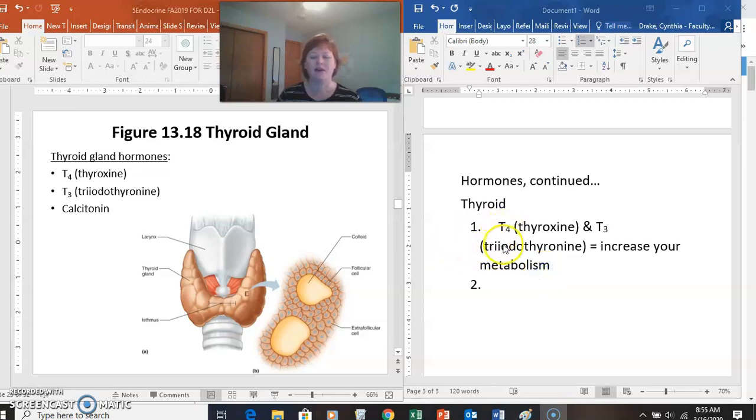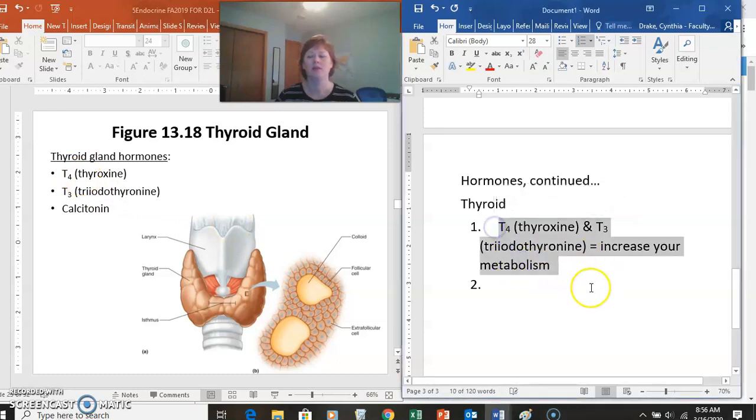And we're back talking about hormones today. So we're going to continue with the thyroid gland. Now, the thyroid produces 3 hormones that we're going to be concerned with. We're going to lump those first 2 hormones together, the T3 and T4, thyroxine and triiodothyronine. These are basically hormones that are going to increase your metabolism.